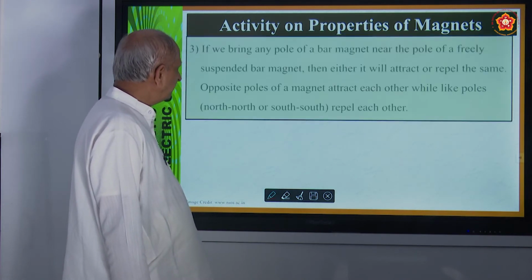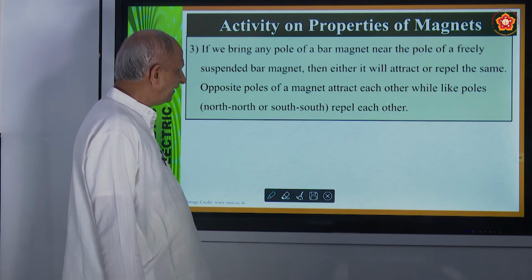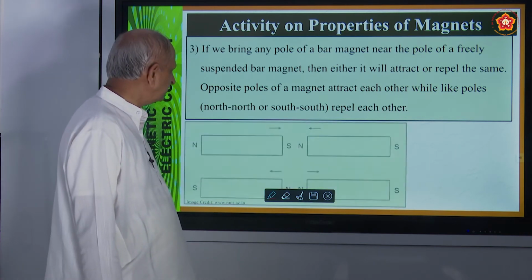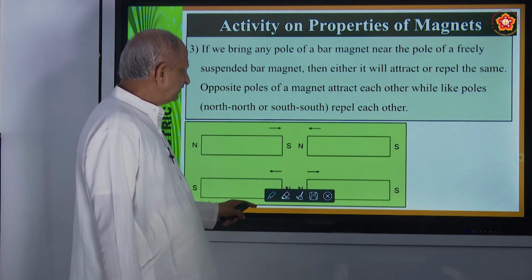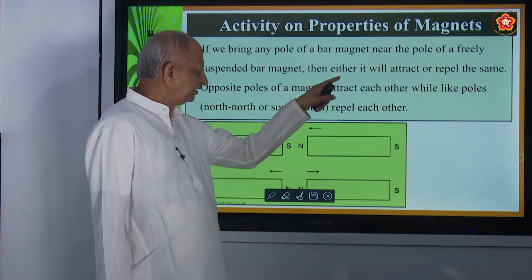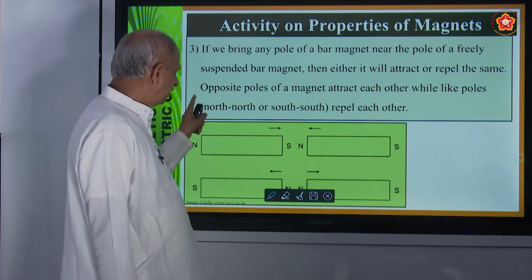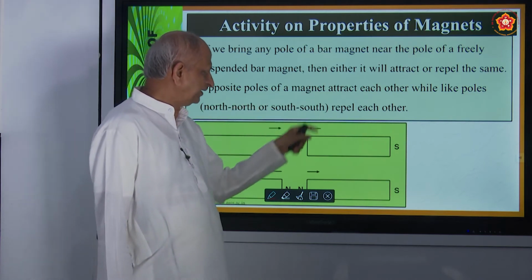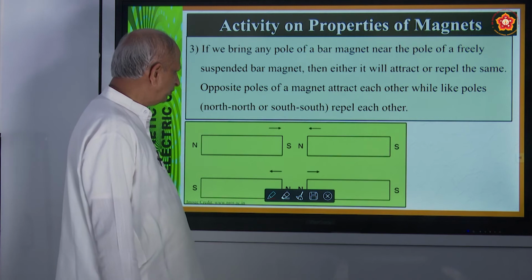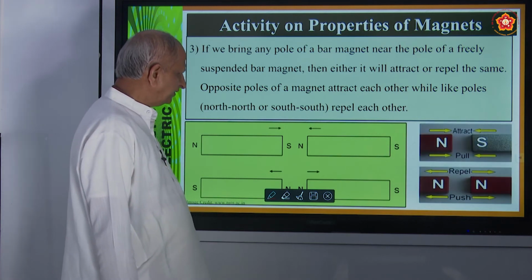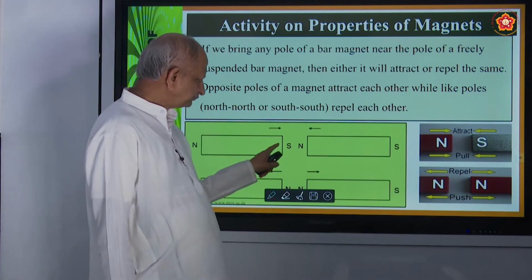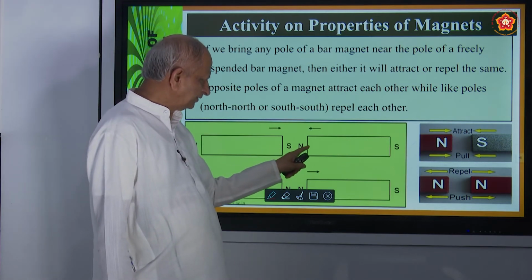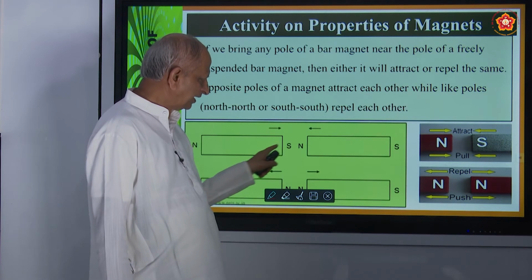Coming to the third activity, if you bring any pole of a bar magnet near the pole of a freshly suspended bar magnet, what happens? Then either it will attract or repel. Opposite poles of a magnet attract each other, while like poles repel each other. See, what do we mean by opposite poles? If one is south and the other is north, there will be attraction. They are called opposite poles.